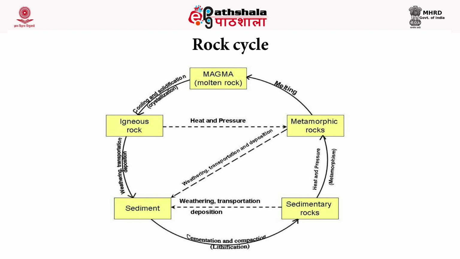Now, in this diagram, you can see that igneous rocks are the primary rocks, which are formed from the solidification and cooling of the magma. From these igneous rocks, after weathering and transportation take place, sediments form and become sedimentary rocks. Sedimentary rocks, metamorphic rocks or igneous rocks can undergo metamorphism and form metamorphic rocks. So, this is the rock cycle which we will discuss in detail further.